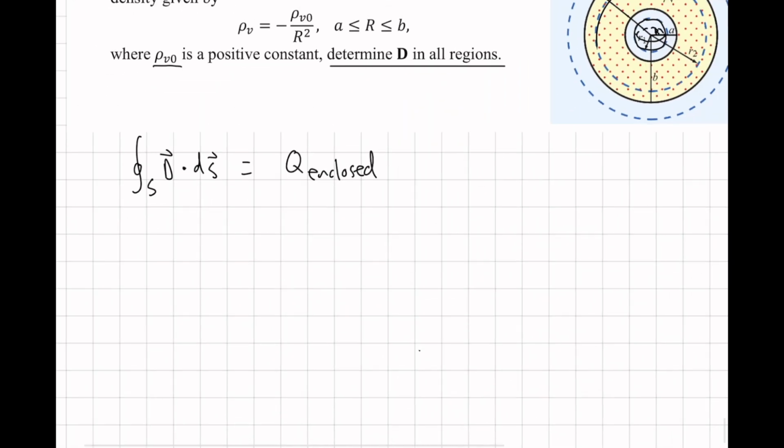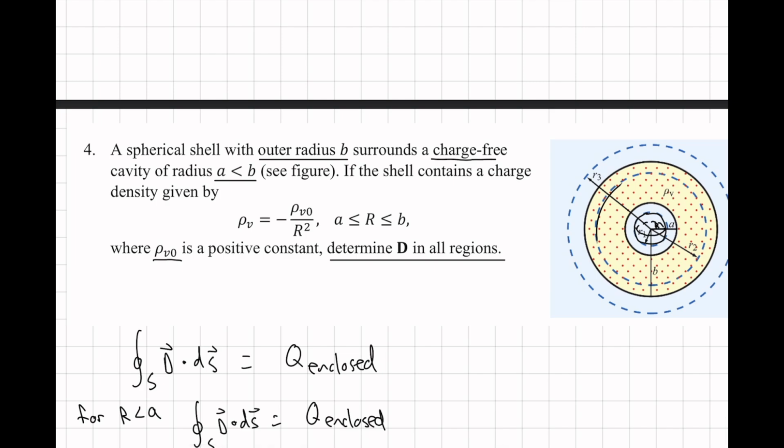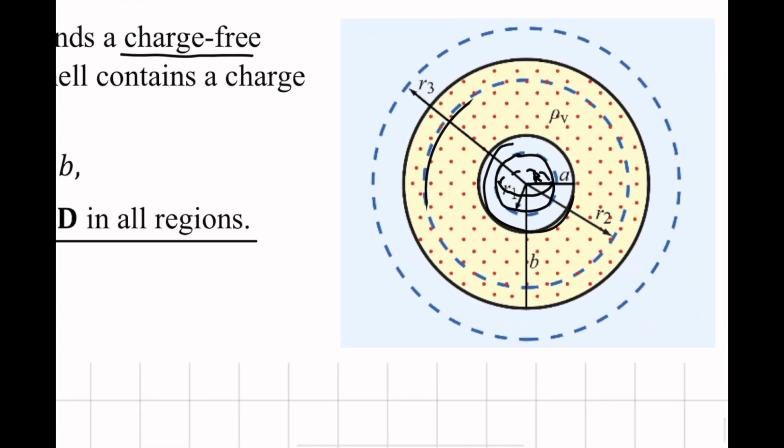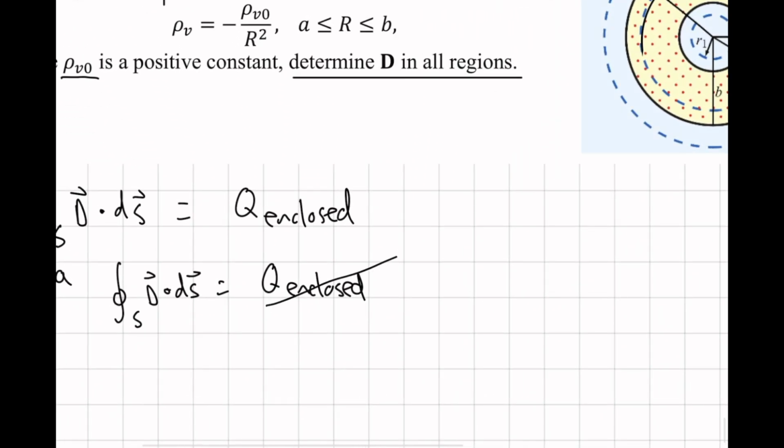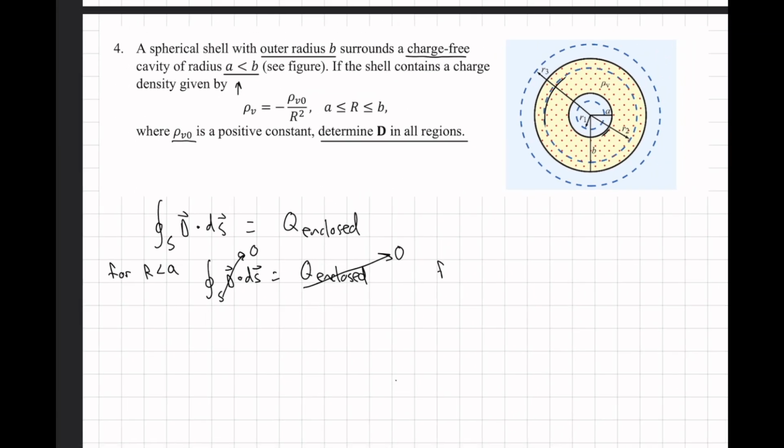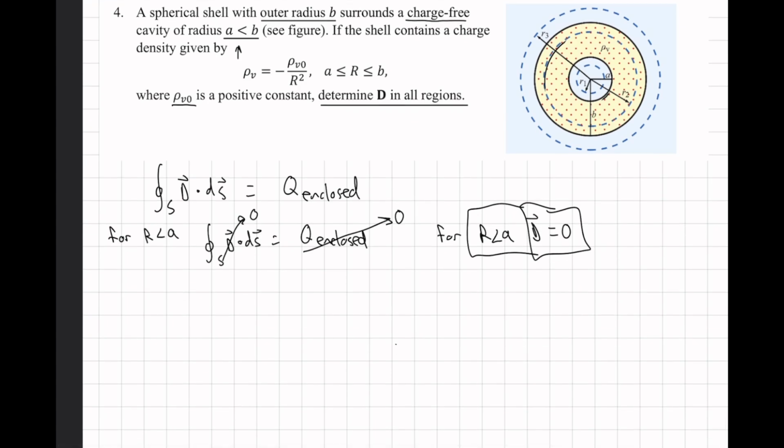So let's go ahead and say for r less than a, we have the surface integral of D dotted with dS is equal to Q enclosed. And from the problem, we're given that there's a charge-free cavity of radius a. So everything that has radius a or less is going to have zero charge enclosed. So since Q enclosed goes to 0, then we know D has to also go to 0. So for r less than a, we know that D is equal to 0. Okay. And now let's look at a more interesting region where we enclose a little bit of charge.